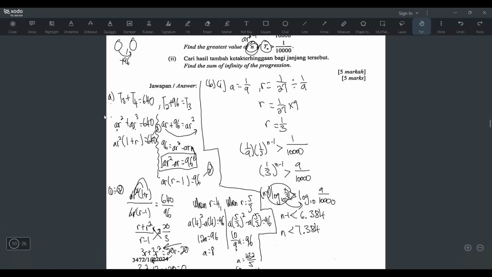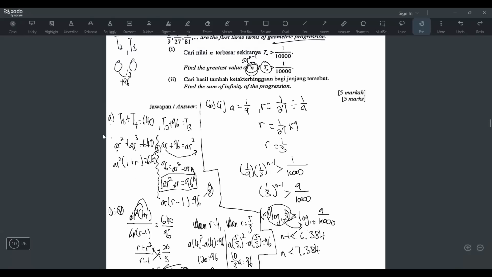So I have to make sure I take the n that fits, I have to round off. But when you round off, you have to look at the symbol, and they also say greatest value here. So the greatest value here is 7, because the symbol is smaller. The n is smaller than 7.384. So what number is smaller than 7.384?